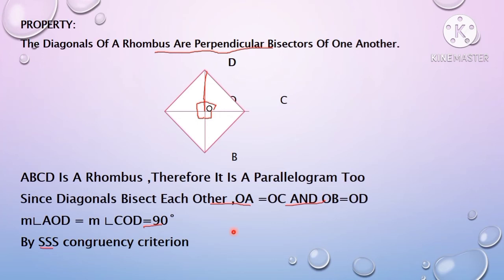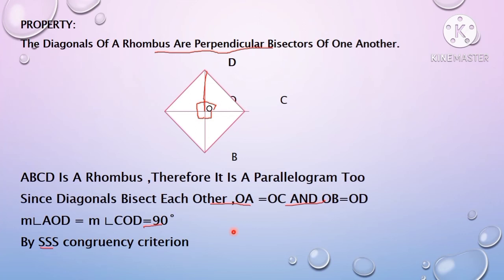Look at here. This forms a 90 degree when they bisect. Here also it forms the 90 degree. The same way here 90 degree. Here also 90 degree. So that's why it's known as a perpendicular bisector of one another. So ABCD is a rhombus. Therefore, it is a parallelogram too. A rhombus satisfies all the properties of a parallelogram, so we can say that rhombus is also a parallelogram. Since diagonals bisect each other, so here OA is equal to OC.